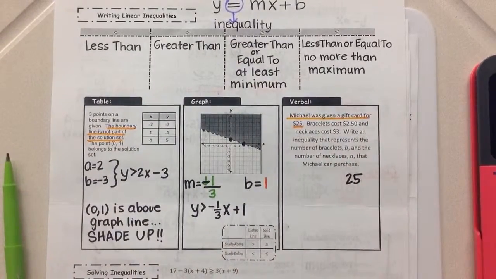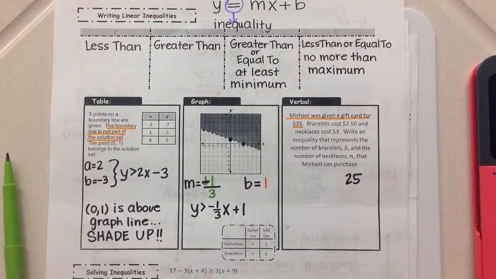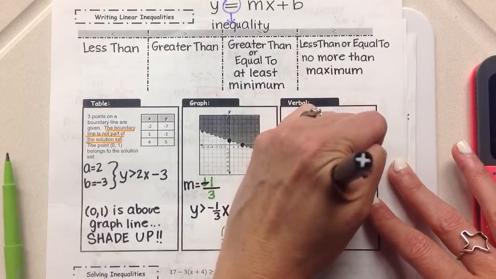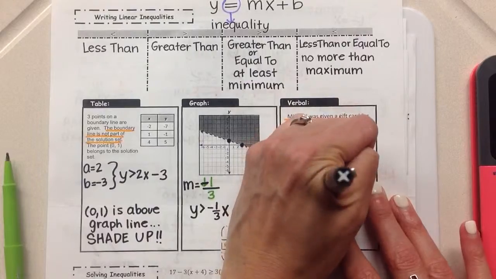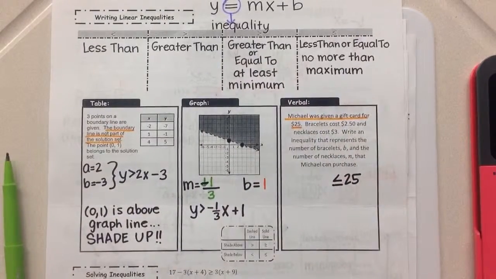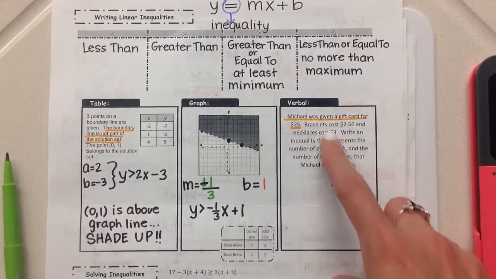Now, would that be considered the maximum on his gift card? Can he go over $25? And the answer would be no, because that is all he has on the gift card. So whatever he buys has to be less than $25. But could he spend exactly $25 and still be able to use his gift card? And the answer is yes. So I know it's got to be less than or equal to $25. He can't spend more than $25, and he can spend exactly $25. So he's got to spend less than or equal to.